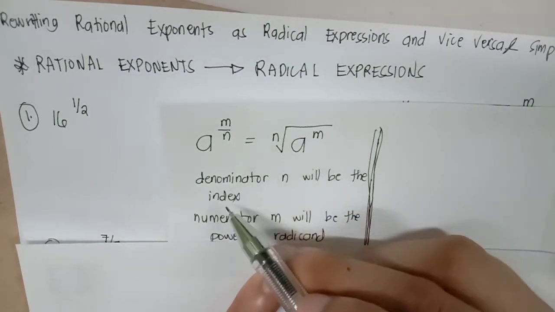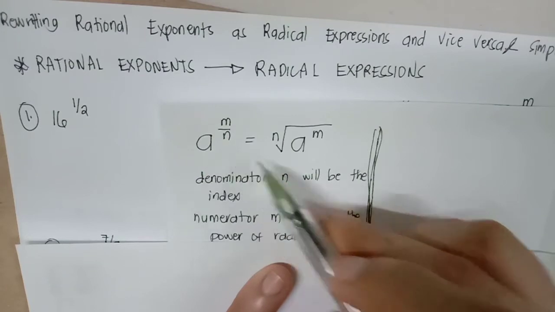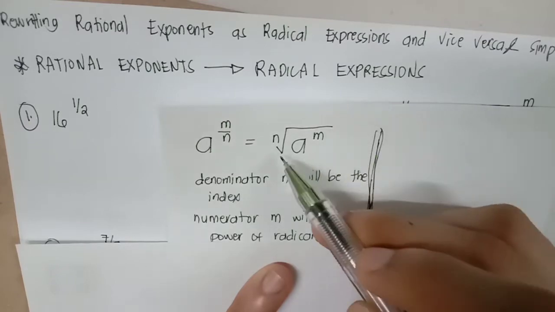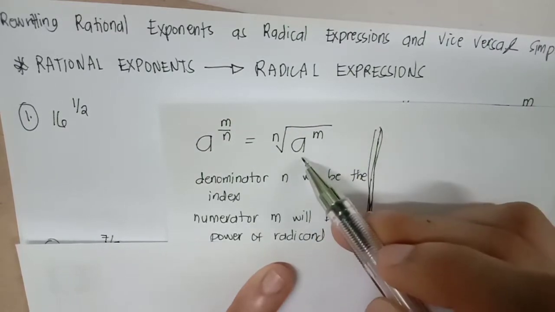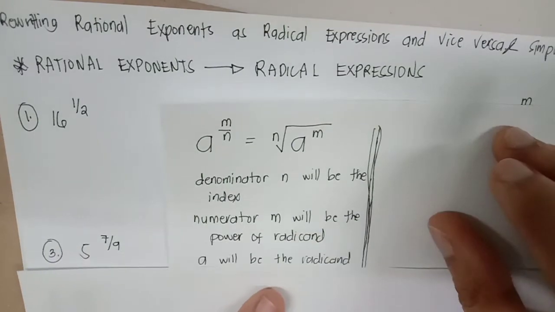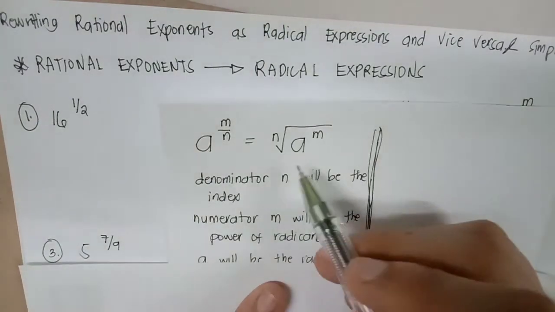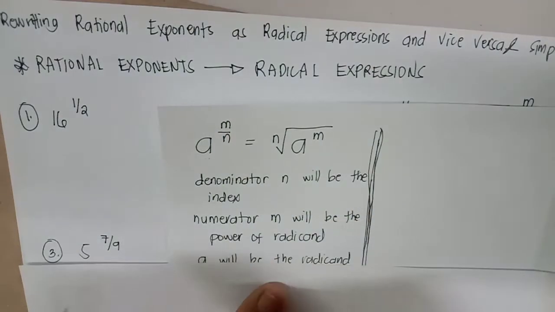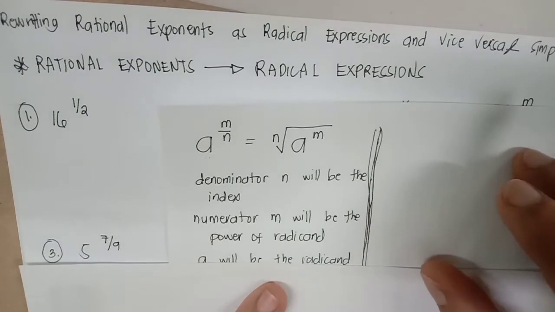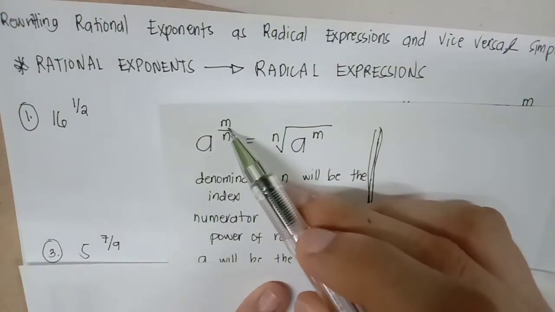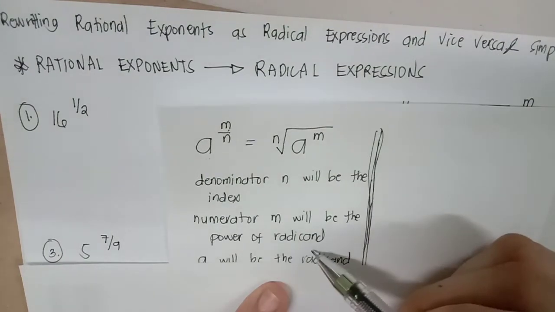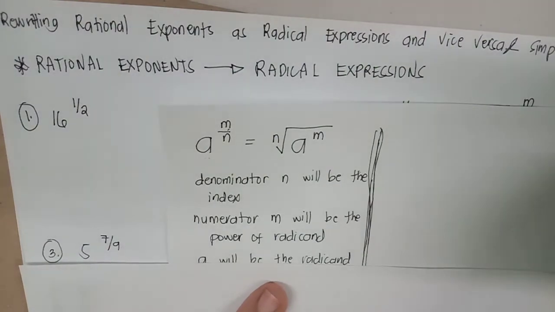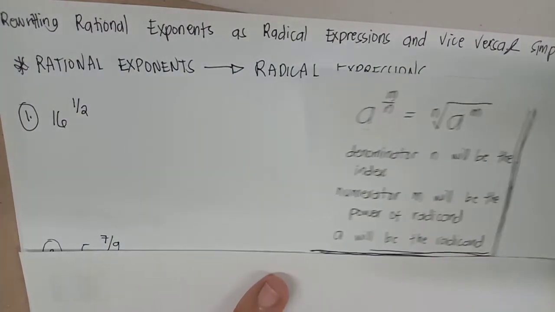So, n, yung denominator na n dito, okay, will be the index pag nasa radical expression na po. Then, radical sign. Then, radicand, okay, so a will be the radicand. So, yung a po, copy nyo lang po, based sa given example doon sa rational exponent. And yung m po, which is your numerator, will be the power or exponent po nung radicand. Okay? So, let's apply it para mas further explanation po.